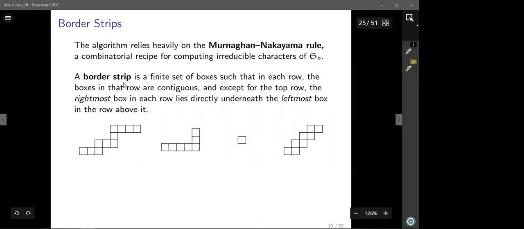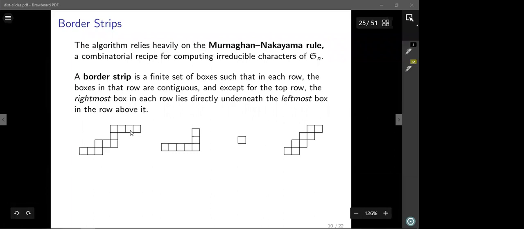Some authors call this a ribbon or a rim hook. Well, I like to call it a border strip. And a border strip is a finite set of boxes so that in each row, the boxes in that row are contiguous, so they're all connected together. And in every row, the rightmost box of that row lies directly underneath the leftmost box in the row above it.